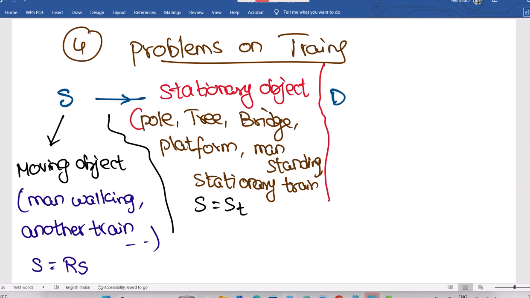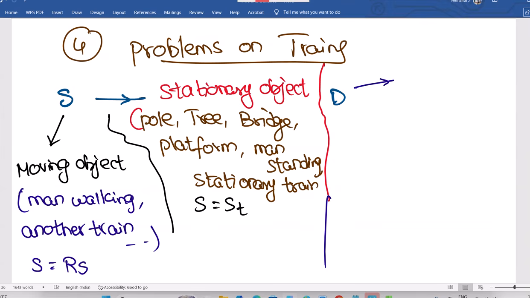Train crossing a man standing on a platform. What is the speed in this case? Train speed. Train crossing another train. What is the speed here? Relative speed, because both trains are moving, so relative speed we have to consider. That's it. Next, distance. Distance also has only 2 points, my dear friend.